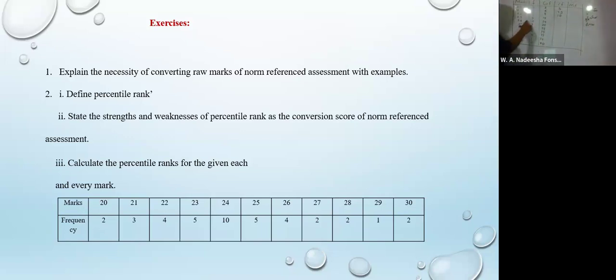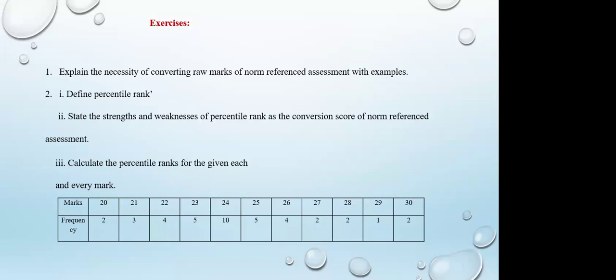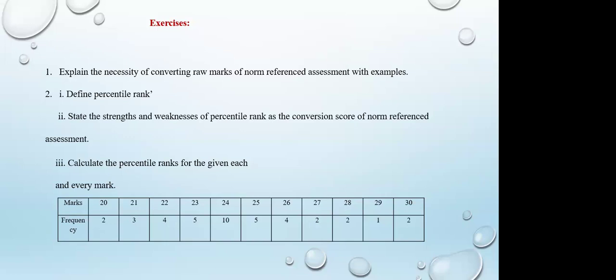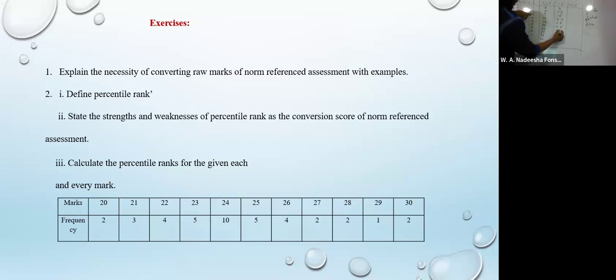Okay. 5 here. 12.5. Is it correct? Yes, madam, correct. Then 10. It's 25. Again 5, 12.5. Again 4, 10. Again 2, 5, 5. 1 means 5 over 2, 2.5.